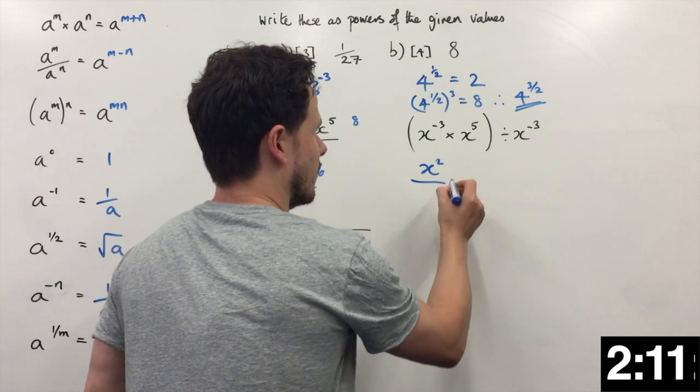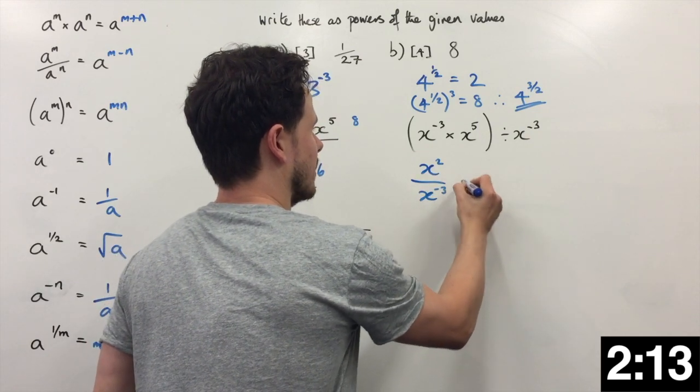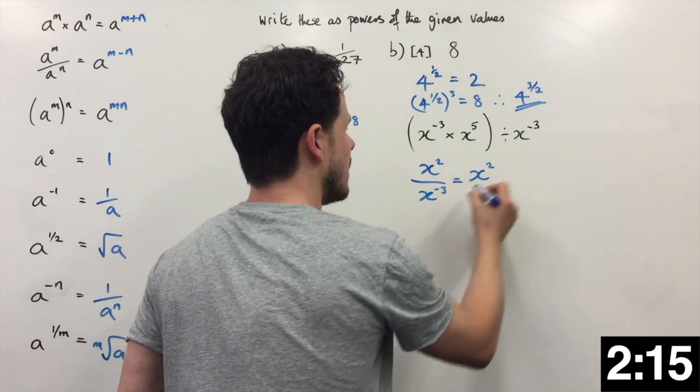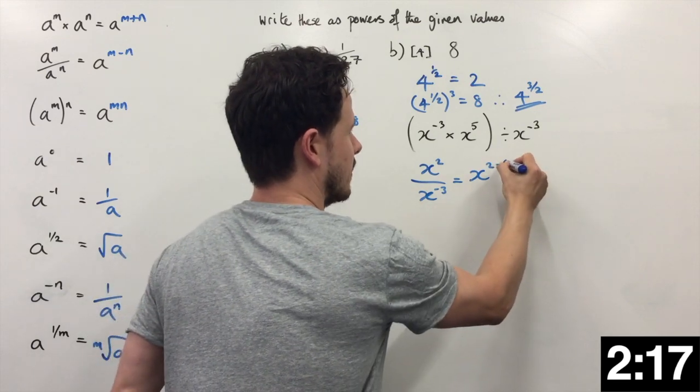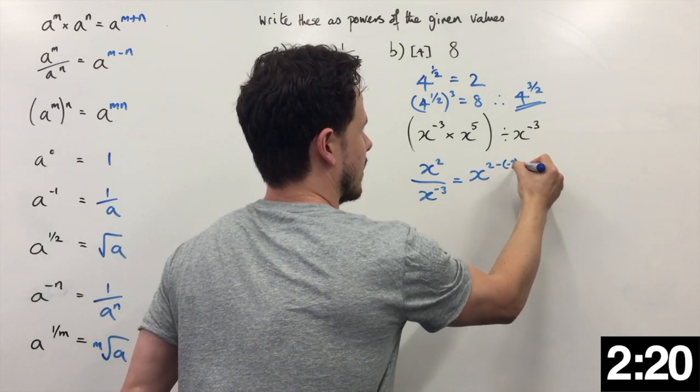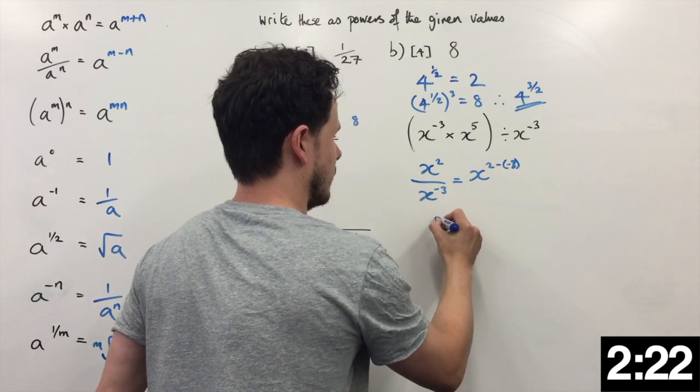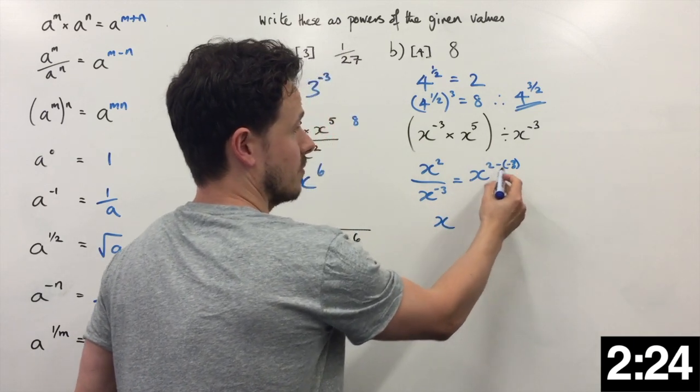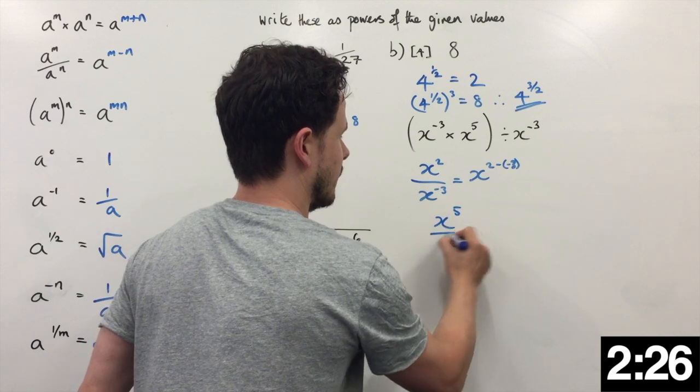Divide, let's put it on the bottom so we can look at it like this. So x to the minus 3. Now the rules were that we will subtract the power. So what are we going to end up with? We've got 2 minus and minus 3, that's plus. So we've got x to the 5.